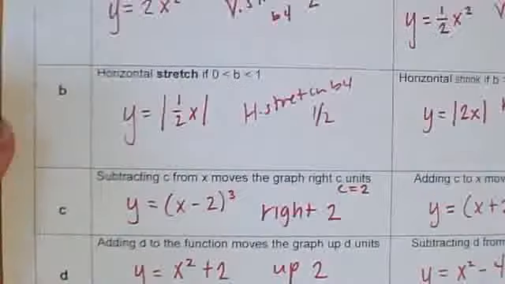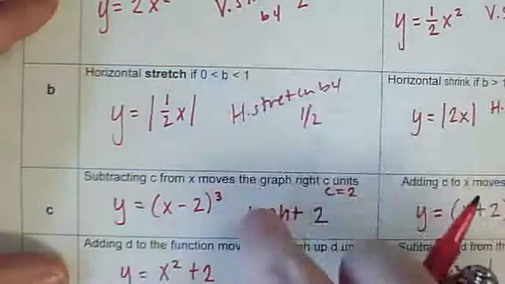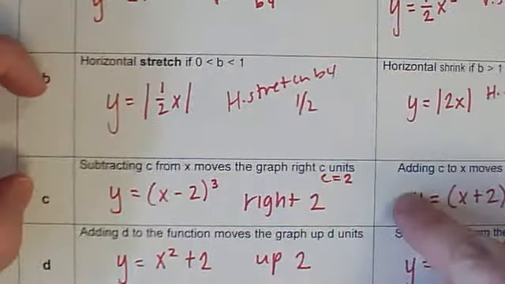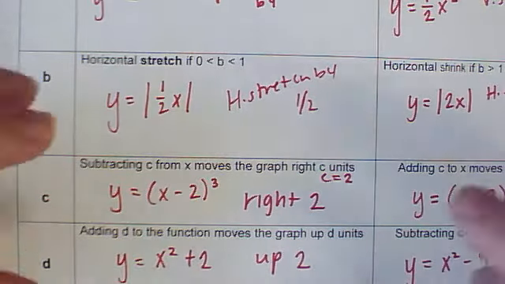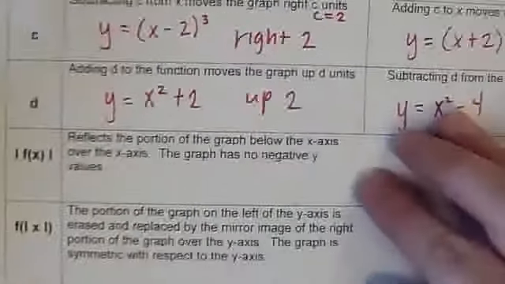Now, what we need to talk about is your A and your D. Those are the things on the outside, and they're affecting things vertically, so stretching it vertically or shifting it up and down. The B and C are on the inside, and that's affecting things horizontally, so horizontally stretching or shrinking or moving things to the right or left.